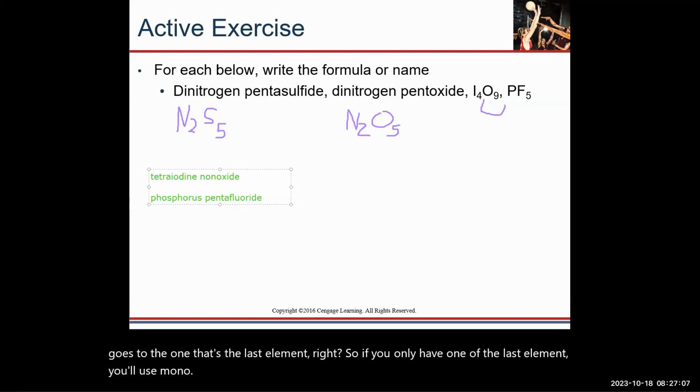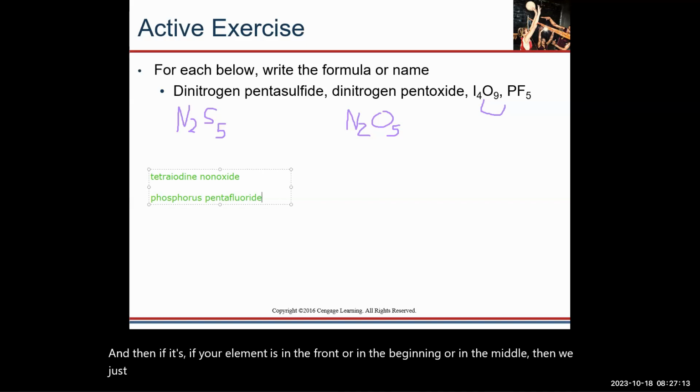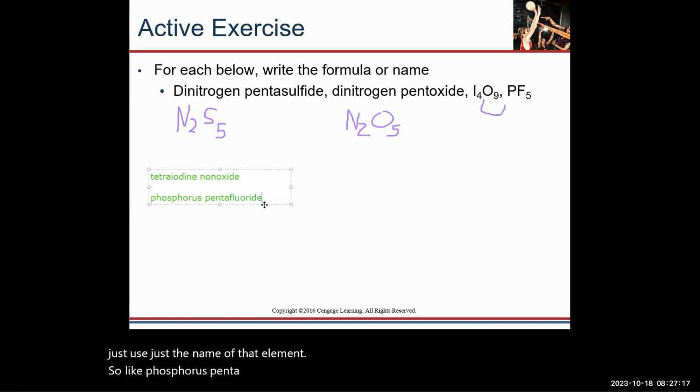And then if your element is in the front or in the beginning or in the middle, then we just use just the name of that element. So like phosphorus pentafluoride.